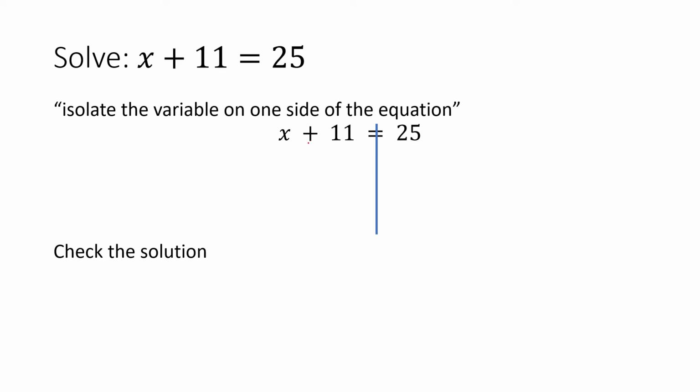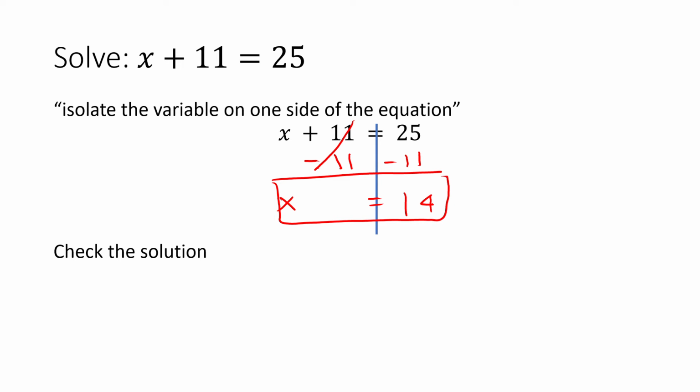Okay? The inverse operation of plus is minus, and we're just putting down 11 because that's the number we need to get rid of. And since we're doing minus 11 on one side of the equation, you also have to minus 11 on the other side of the equation. Now you subtract, bring down the x. This cancels out. And now we have 25 minus 11, which is 14. 5 minus 1 is 4, 2 minus 1 is 1. So your answer is x is equal to 14.